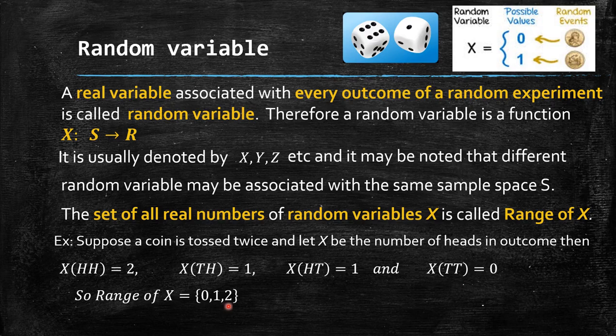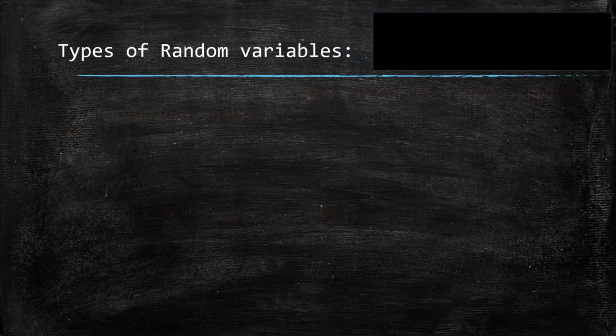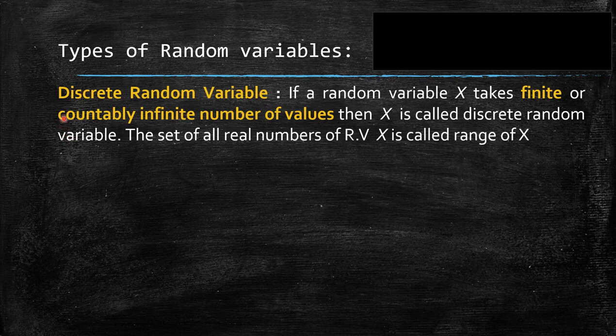Now we can divide random variables into two types: one is the discrete random variable, another is the continuous random variable. Let me take the first, the discrete random variable. If a random variable X takes a finite or countably infinite number of values, then X is called a discrete random variable. The set of all real values of the random variable X is called the range of X. So for a discrete random variable, the range of X is a discrete set, finite or countably infinite.